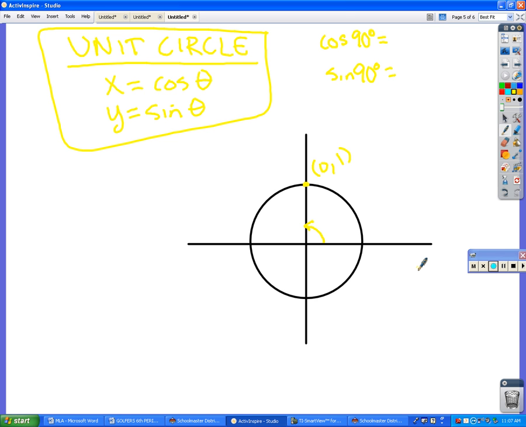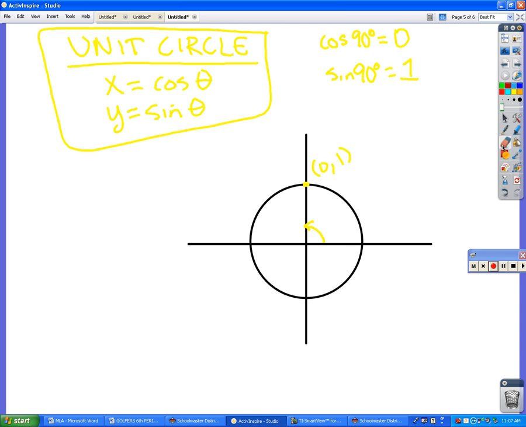So what is the cosine of 90 degrees? No, just the cosine, one answer. It says right here, x equals the cosine of theta, so x is 0, and so the cosine of 90 degrees is 0. I don't need to divide by anything because it's a unit circle. I would just be dividing by 1, so it stays the same. So the sine of 90 degrees is 1, and that's from looking at the 90 degree angle on my unit circle.